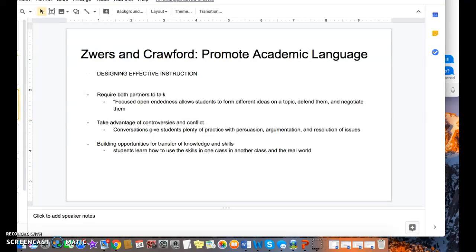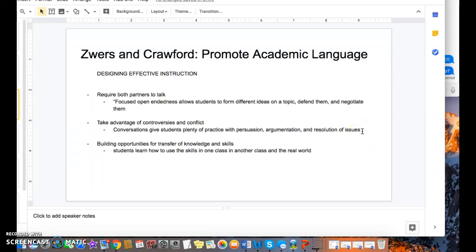In Zwiers and Crawford, to promote academic language, they talk about designing effective instruction. When you're designing effective instruction, you're requiring both partners to talk. So its focused open-endedness allows students to form different ideas on a topic, defend them, and negotiate them. This provides students the opportunity to talk with one another and use academic language in conversation, take advantage of controversies and conflict. Conversations give students plenty of practice with persuasion, argumentation, and resolution of issues.